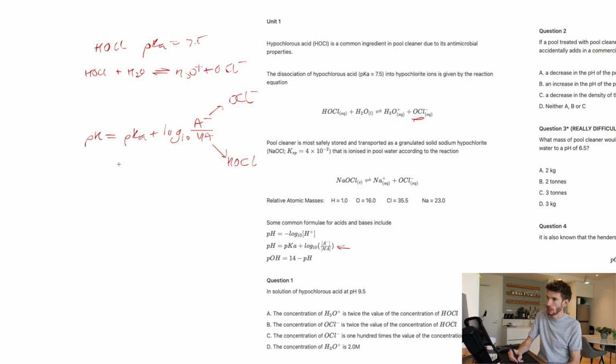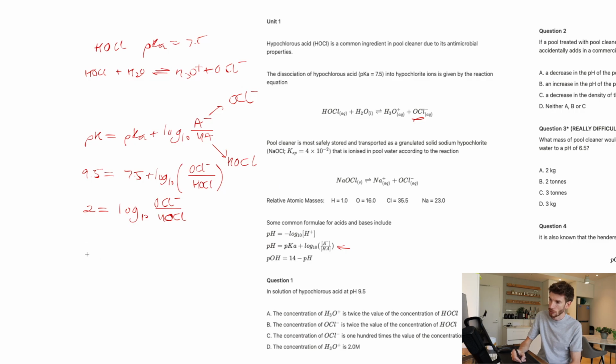Now we're already told that the pKa was 7.5, and we're told the pH is 9.5. So what that means then is 9.5 is equal to 7.5 plus log 10. Let's put our actual expressions in. I leave out the square brackets just because they're a bit annoying to write. Yes, they are actually concentrations, but I'll save you the trouble. We minus the 7.5 across, and we get 2 is equal to log 10 OCl negative over HOCl.